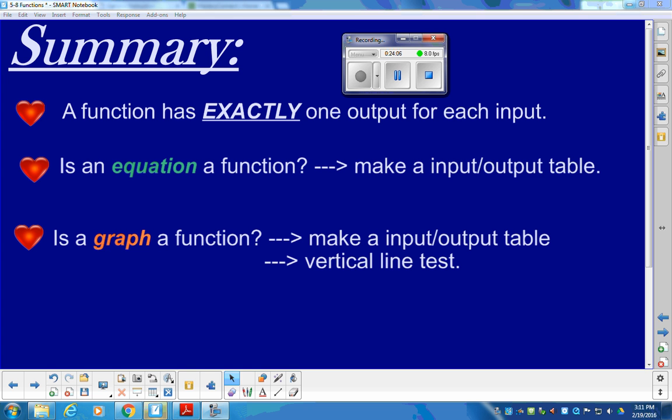So your homework for tonight, guys, is to finish page 7, page 8 on functions. Make sure that you're making those tables and then graphing before you run the vertical line test.